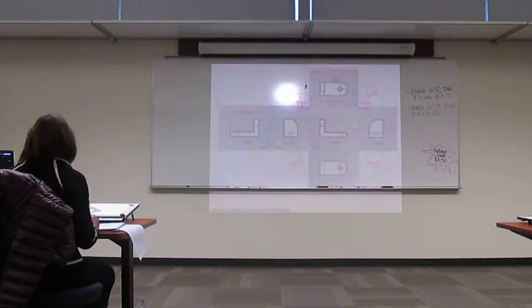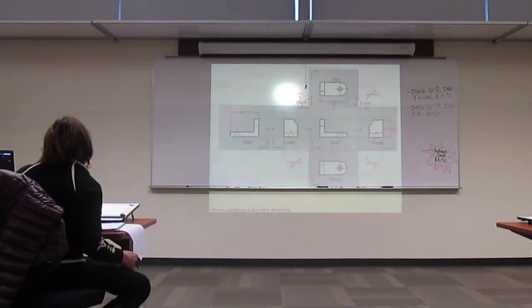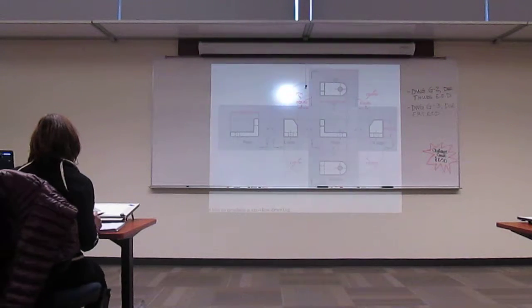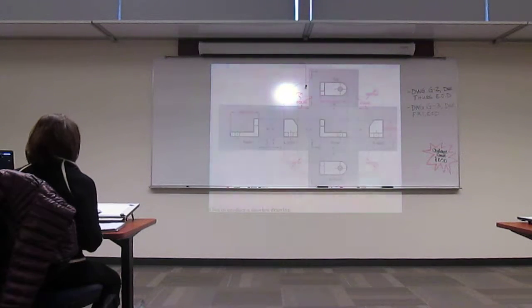Now, just remember, a quick review. Who picks the front view? You do, okay? And what's the criteria you use to pick the front view? Most complicated geometry. Number 1, as it's seen in production. Number 2, difficult geometry parallel to the front view.